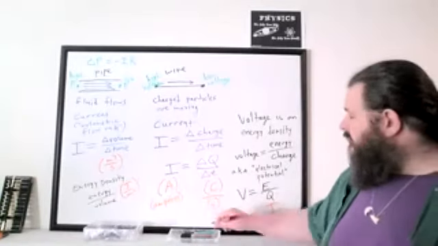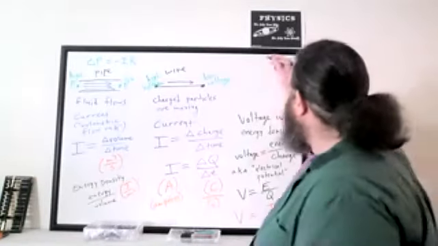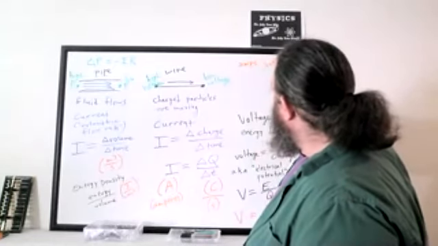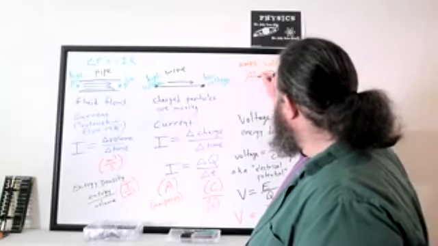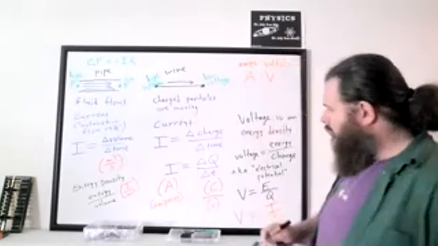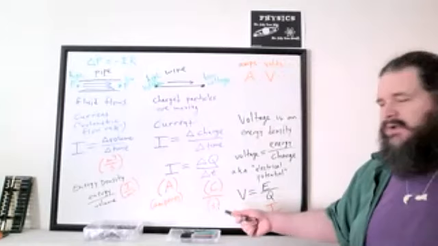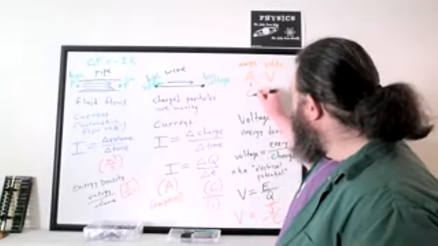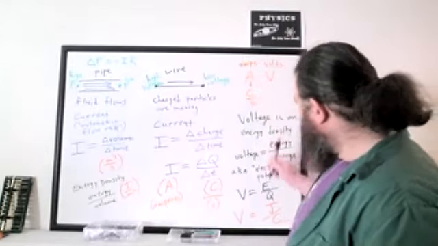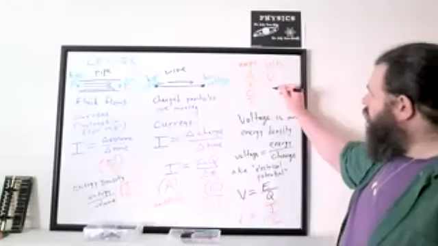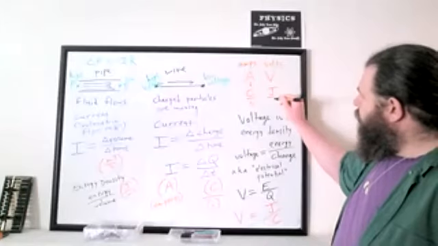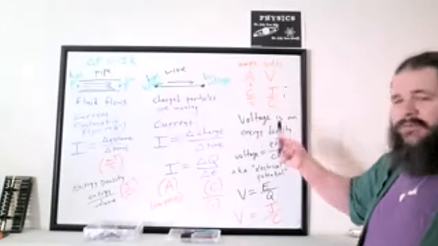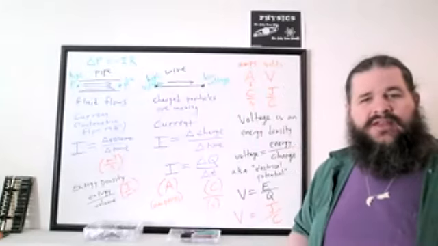And we actually get a very interesting result if we combine these. If you multiply amps times volts, if we actually replace those with their base units, coulombs per second, and then volts can be replaced with joules per coulomb. Coulombs per second is amps, or joules per coulomb is volts. What happens when you multiply those together?